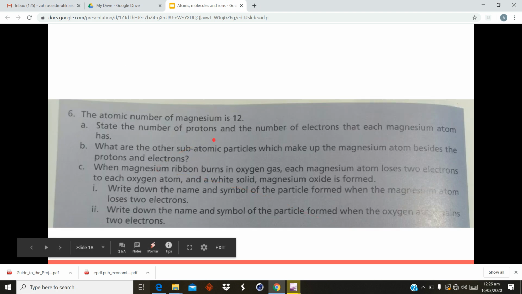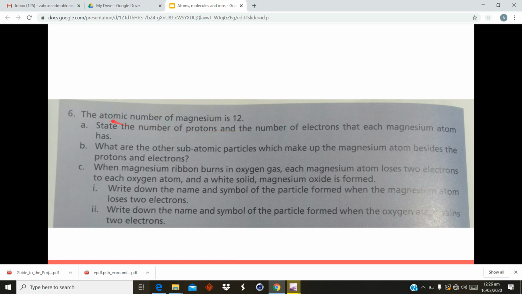So the atomic number of magnesium is 12. State the number of protons. Remember, whatever the atomic number is, that is also the number of protons and the number of electrons that each magnesium atom has. When I say that it is an atom, it means it has to be electrically neutral. So 12 atomic number means 12 protons, and then you also have 12 electrons.